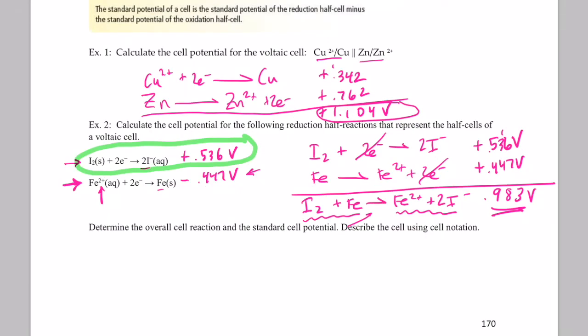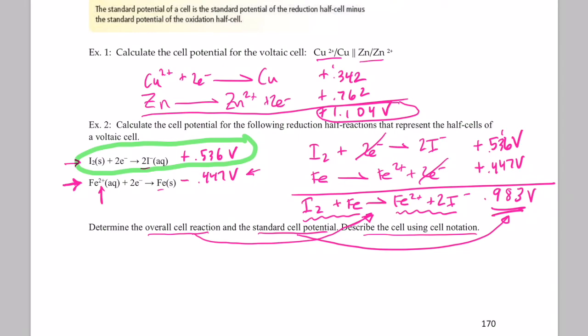Okay, then we can determine the overall cell reaction and the standard cell potential, which you're going to see we've already done. And we're going to describe the cell using a cell notation or an abbreviated cell notation. So obviously, my overall cell reaction was just given here. That's I2 plus Fe becomes Fe2+ and 2 I negatives. My overall cell potential we just found right there was a positive 0.983 volts.